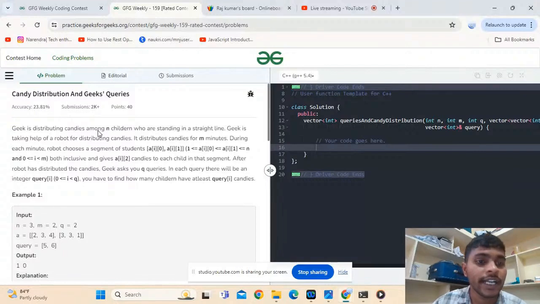Geek is distributing candy among young children who are standing in a straight line. Geek is taking help of a robot for distributing candies. It distributes candies for m minutes. During each minute, the robot chooses a segment of students a[i][0], a[i][1], where a[i][0] is greater than or equal to 1 and a[i][1] is less than or equal to n. But here he took 1-based indexing. We can convert it into 0-based indexing also.